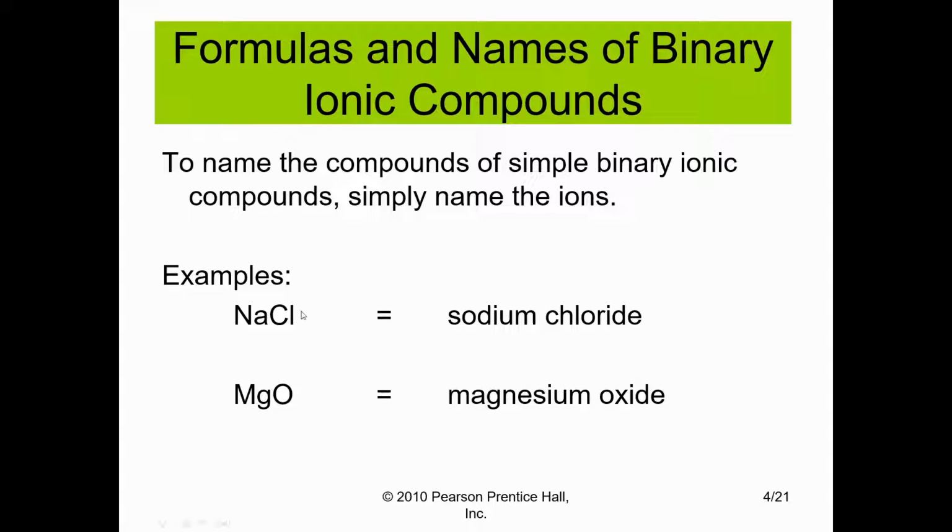So for example, for NaCl, sodium chloride, we take the sodium from the Na+ and the chloride from the chlorine minus and add them together to form sodium chloride. Another example, magnesium oxide, uses the name from the first element, the first ion, magnesium, and the second anion, oxide, to form magnesium oxide.